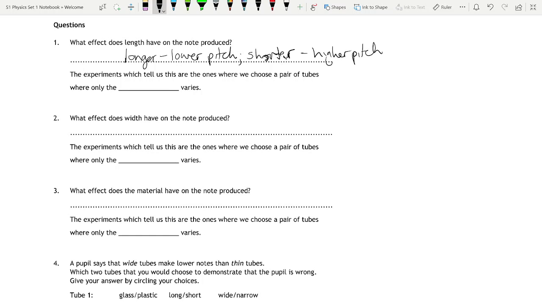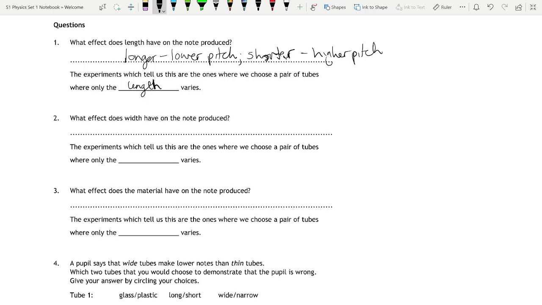So do you know what I mean by lower pitch and higher pitch? Yeah. So like lower pitch, I know musicians will know this already, lower pitch is like quite low down and high pitch is like very high. Okay, the experiments which tell us this are the ones where we choose a pair of tubes where only one thing varies, and that is the, yeah, Martha? Yeah, the length.